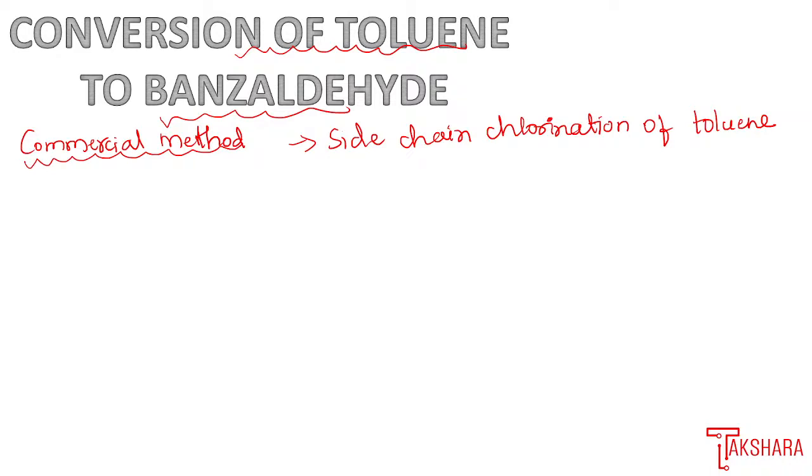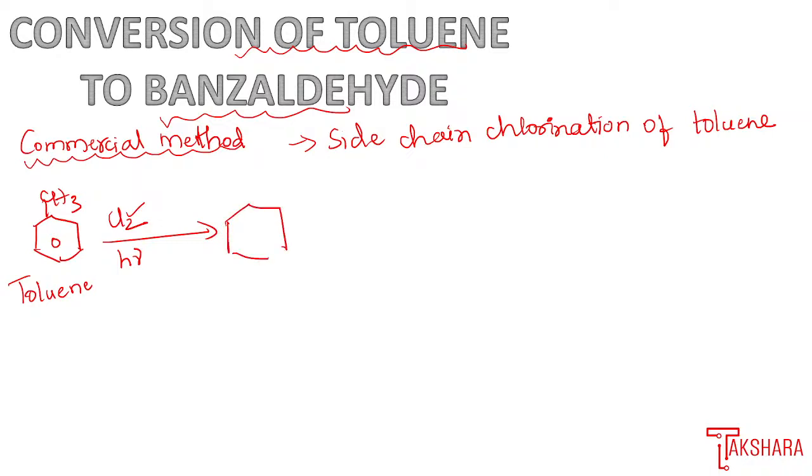In this, first we need to consider toluene as the reactant molecule. When toluene undergoes chlorination in the presence of sunlight, one hydrogen atom is replaced by what?